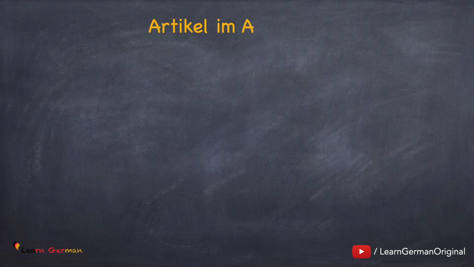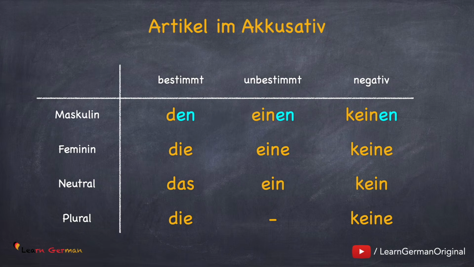Great. Now let's put all the accusative article zusammen, means together. Except for masculine, all other articles remain the same as they were in nominative. In masculine, only an extra ending en is added to ein and kein, and der changes to den.